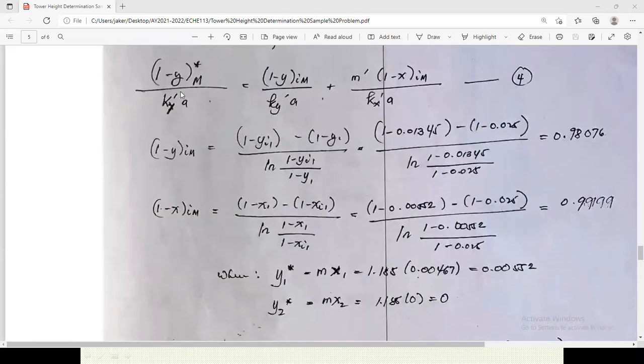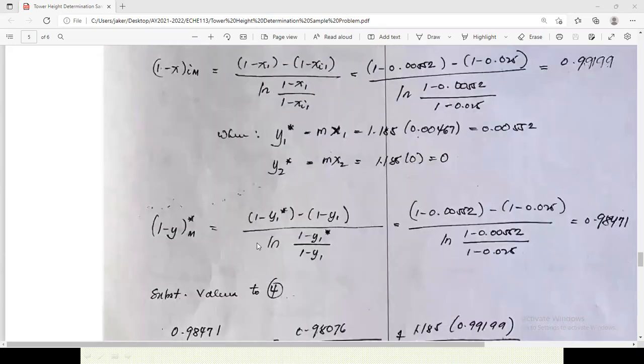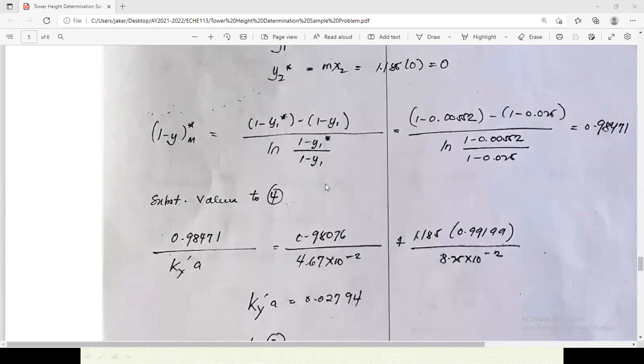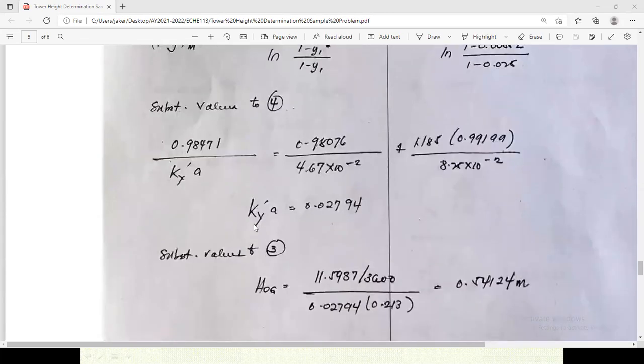Your quantity 1 minus y asterisk subscript m is this. So that's the reason why you have y sub 1 asterisk, because you need it in here in the formula. Okay, so in determining the y sub 1 asterisk and the y sub 2 asterisk, you need the slope and you need the x sub 1 and the x sub 2. Now you can substitute values here and now you have the capital K sub y prime A value.